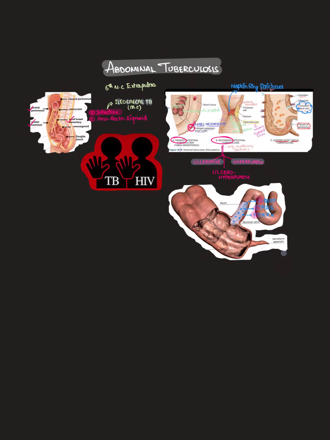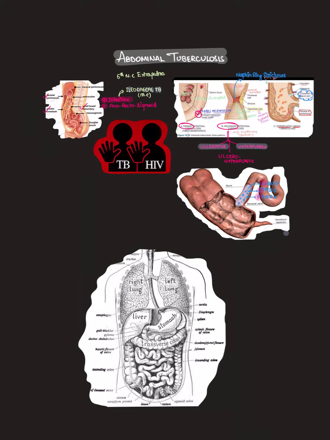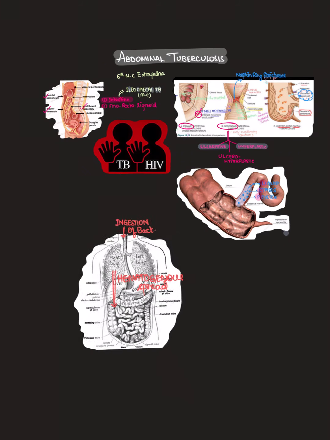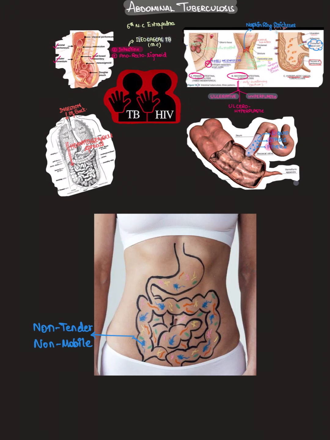So how does this TB spread? Either it is going to spread through ingestion or it is going to spread through the hematogenous route from the pulmonary TB. These are the most common ones by which it is going to spread. There are other ways also, but remember at least these two.